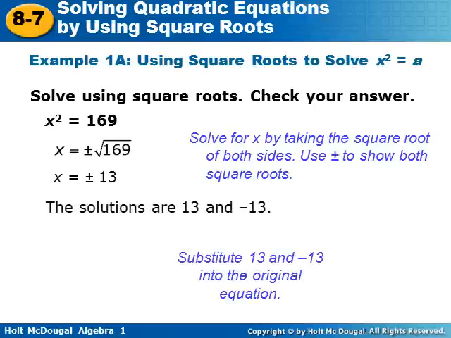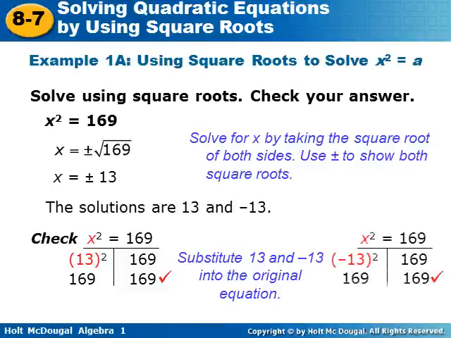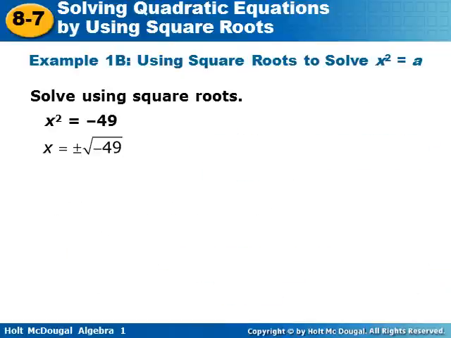If we wanted to check our answer, we could substitute 13 and negative 13 back into the original equation to see that it works. So we would get 13 squared equals 169, and 169 does equal 169. And then we would get negative 13 squared equals 169, and 169 does equal 169. So we know our answers are correct.